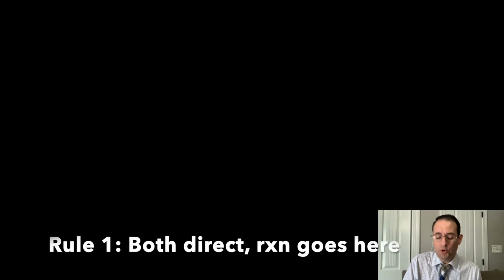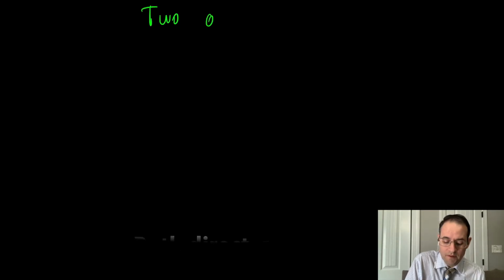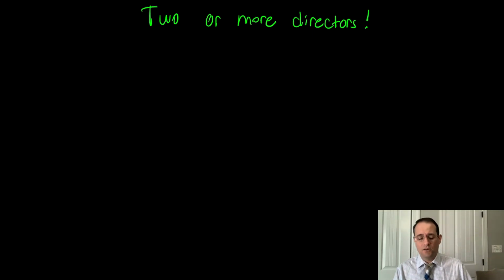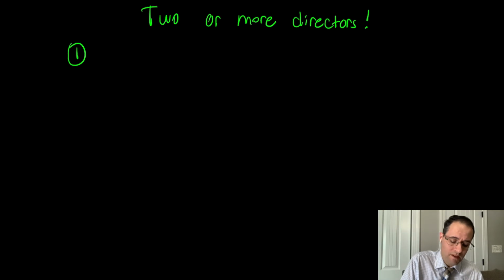Okay, now when you have two or more groups, you need to think carefully about where the third substituent is going to be introduced. Now, the first rule, okay, is that if two things direct to the same position, you go ahead and go there. There's no doubt, okay?